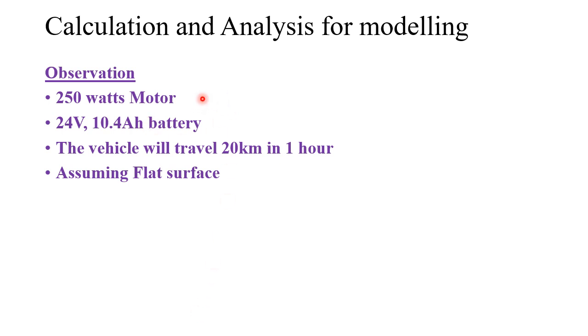Finally, we can conclude that for a 100 kg electric bicycle or electric bike, you need a 250 watts motor, and then you can have a 24 volt 10.4 ampere hour battery. If you use this, the vehicle will travel 20 kilometer in 1 hour, and the surface should be very flat.